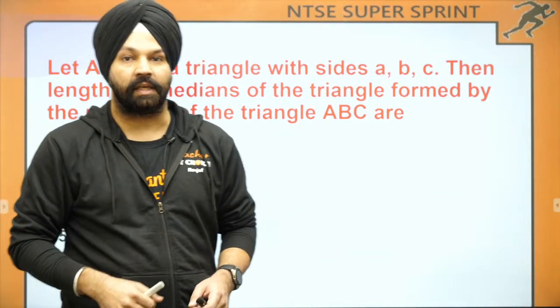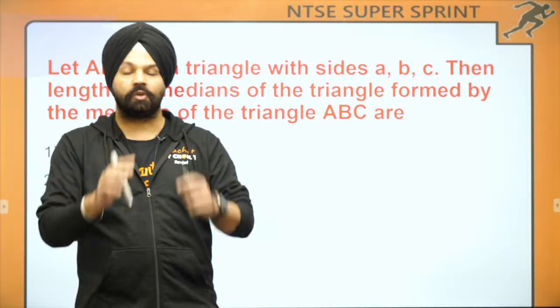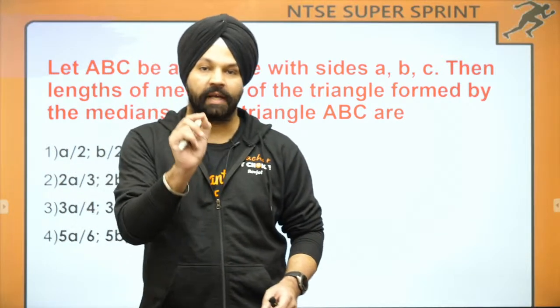So what the question is saying? Question says ABC is a triangle whose sides are small a, small b, small c.